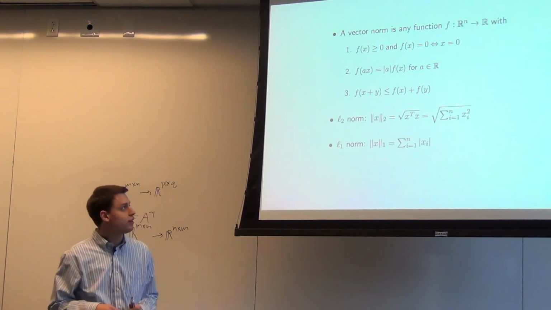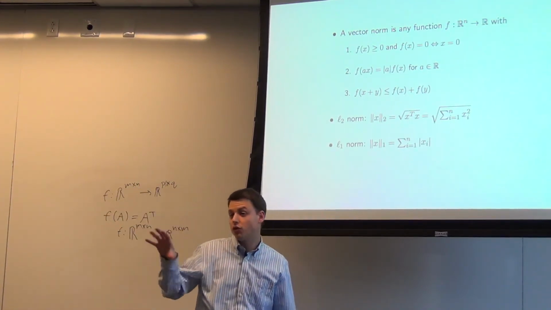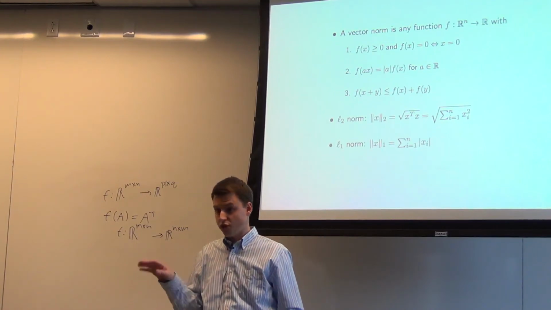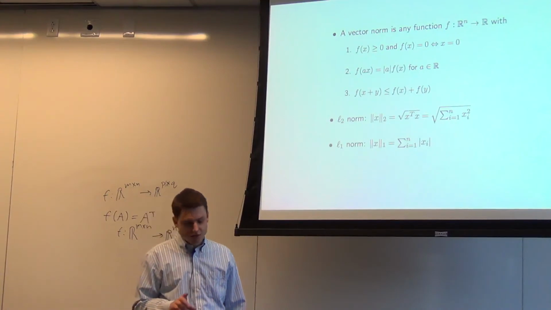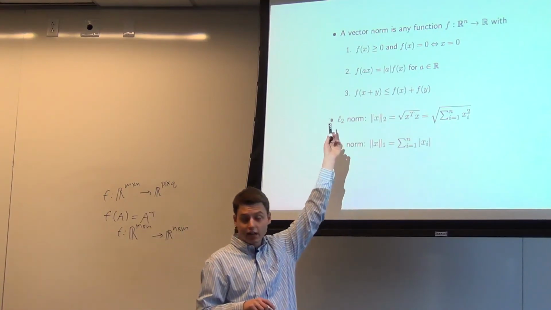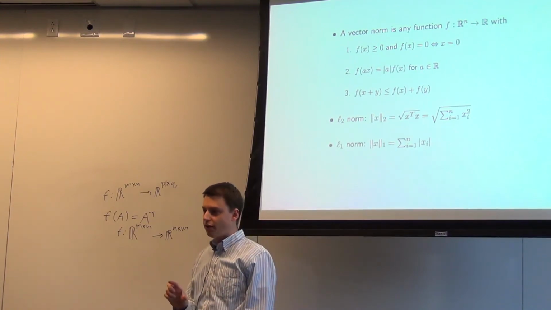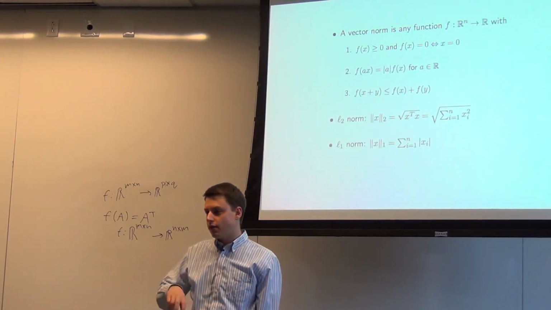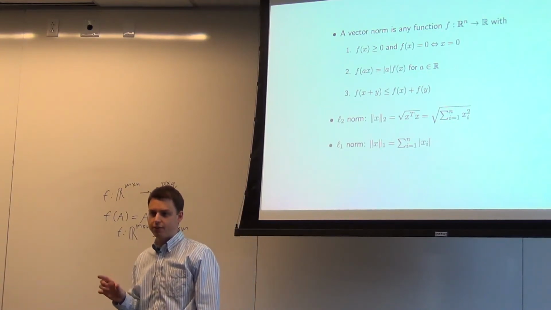Also, the norm is 0 if and only if x is 0. So it can't be 0 for anything but x being equal to 0. The second property is called homogeneity. It means that if you multiply the vector x by a scalar a and take the norm of that, that will equal the absolute value of a times the norm of x.